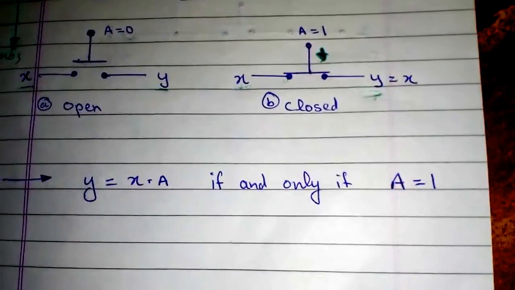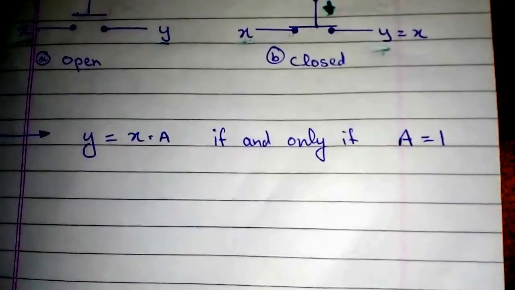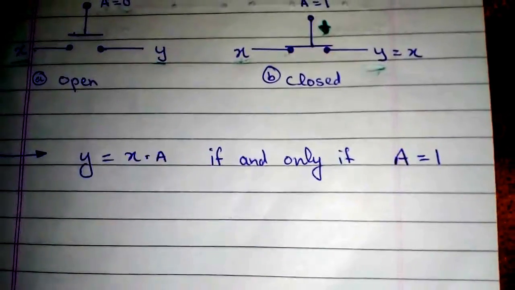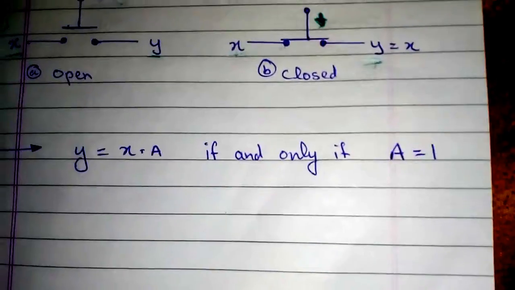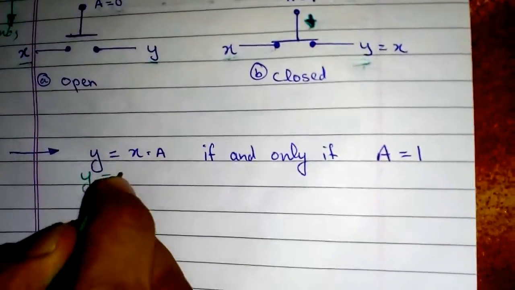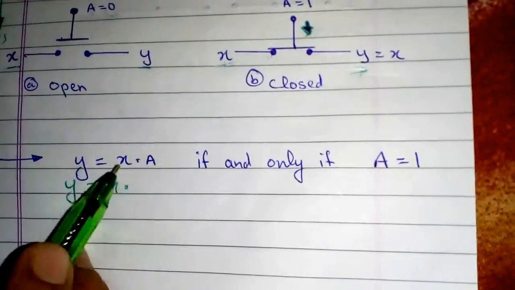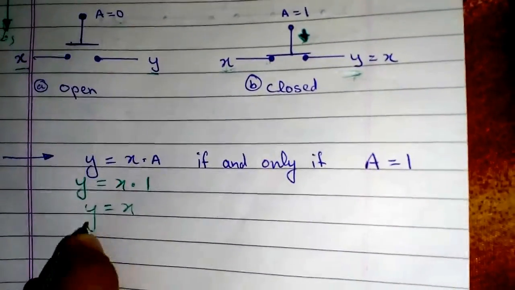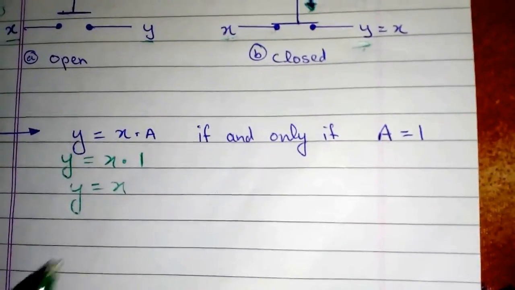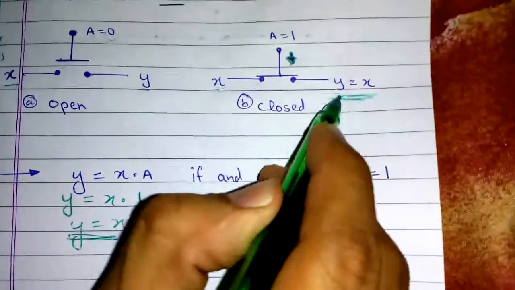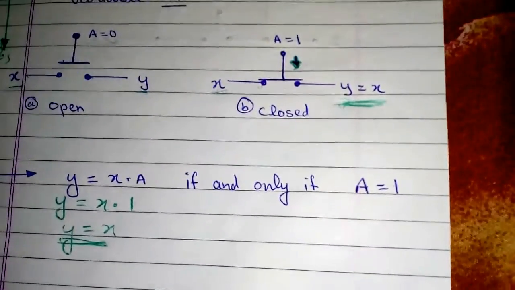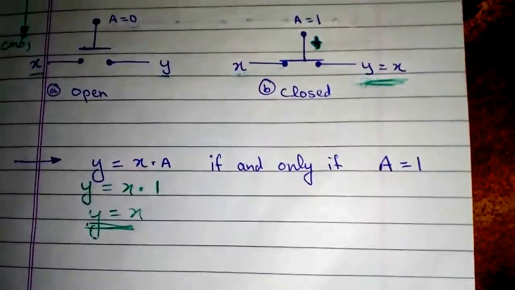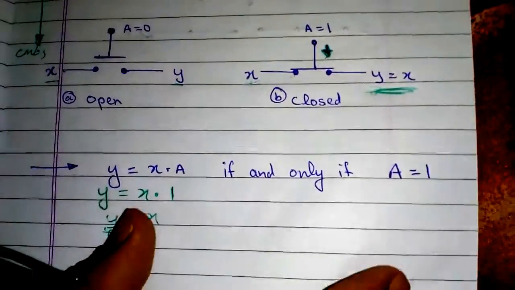I can write this equation in a better format, that is Y equals X into A if and only if A equals 1. So what will now happen is that Y will be equal to X into A, when A is equal to 1, it is equal to X into 1, that is X. So Y equals X, and that is what we saw here, right? Yes. Now let's move forward. This was a basic on and off switch, or open and close switch.